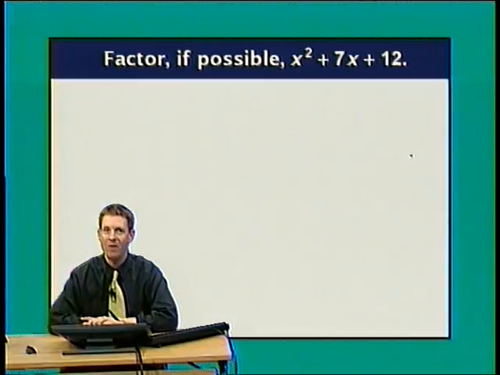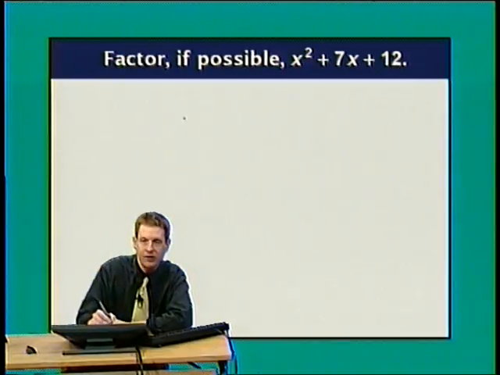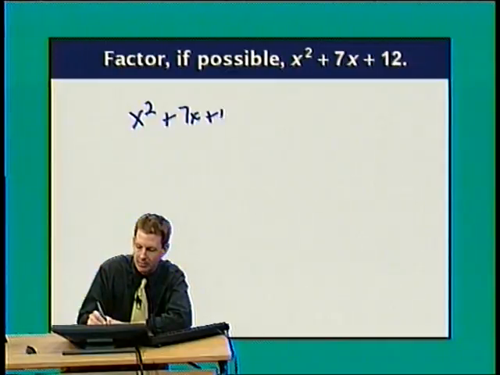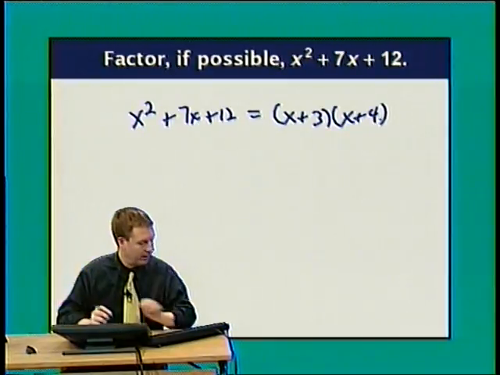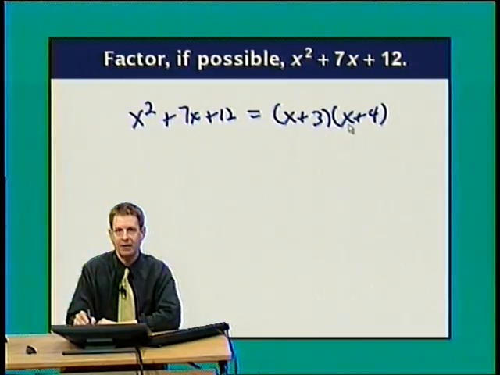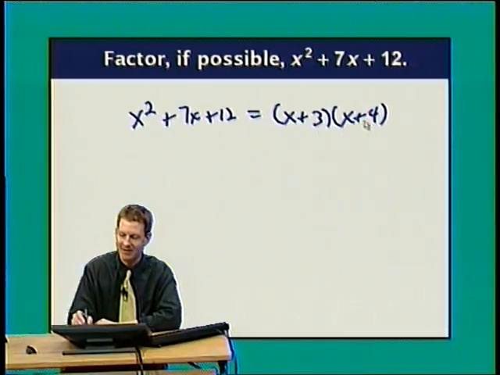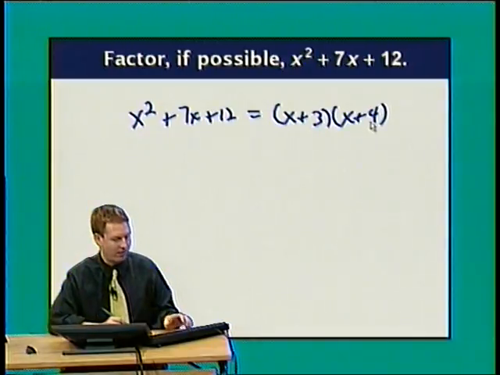How about 3 and 4? That works. 3 times 4 is 12. 3 plus 4 is 7. So it must be the case that x squared plus 7x plus 12 equals x plus 3 times x plus 4. Checking, x times x is x squared, x times 4 is 4x, 3 times x is 3x, which adds up to 7x, and 3 times 4 is 12.